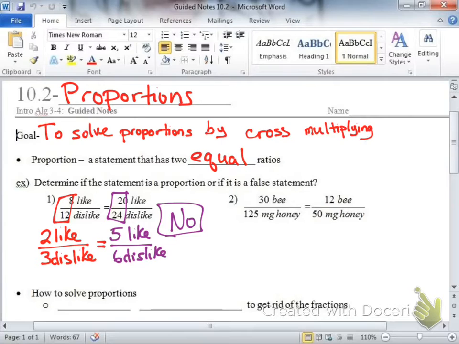Alright, another way to do it, I'll just show you because a lot of teachers like to teach it this way, so I'll just show you so you know what they're doing. Another way to check is to cross multiply. When you cross multiply, you multiply across the equal sign, starting at the top of one side and going to the bottom of the other side. So I want to do 8 times 24. Can anyone tell me what 8 times 24 equals? 192?